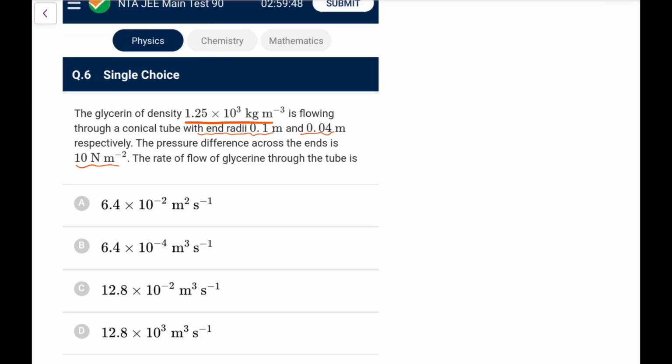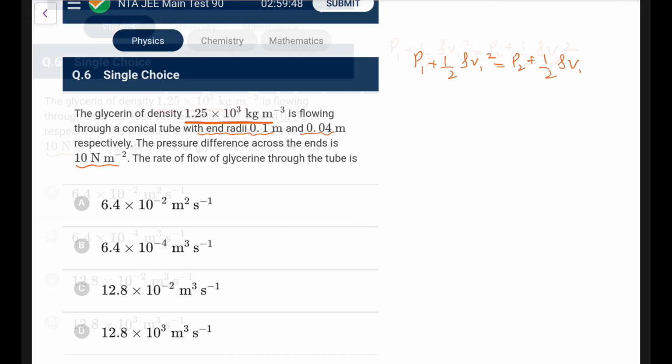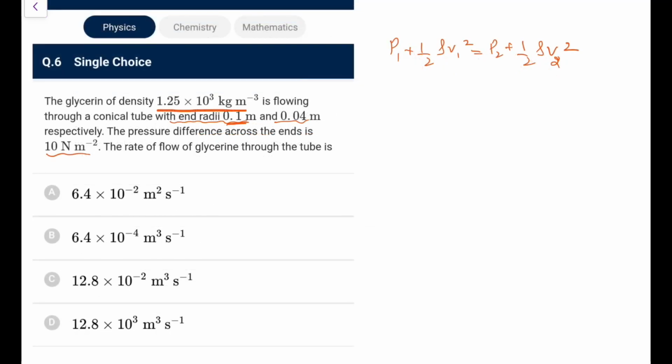So how do you find this rate of flow? I think you don't remember the direct formula, I suppose. So how I will go, because I'll assume it is the same height. So I'll say P1 plus half rho V1 square is P2 plus half rho V2 square. So now out of the two, this one has a smaller radius, so speed V2 would be greater, so P2 is lesser, P1 would be greater. So P1 minus P2 is half rho V2 square minus half rho V1 square.